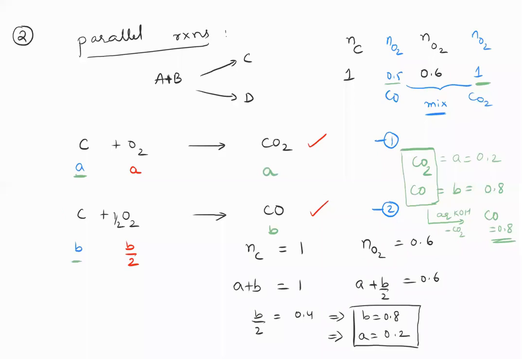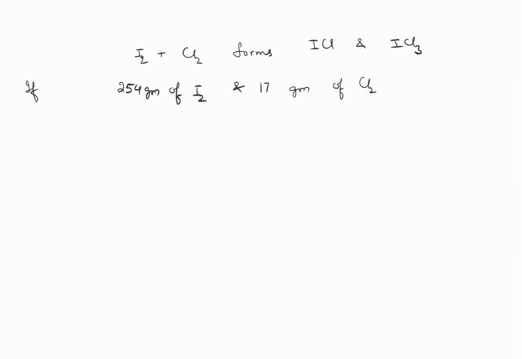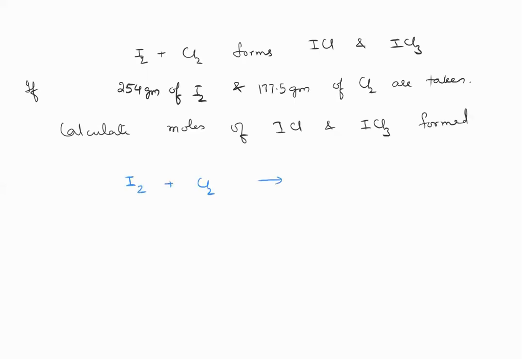So I want you to solve one question. I'll give a parallel reaction like this. Iodine plus chlorine forms ICl and ICl3. If 254 grams of iodine and 177.5 grams of chlorine are taken, calculate moles of ICl and ICl3 formed. Iodine plus chlorine gives you ICl. Iodine plus chlorine gives you ICl3. Balance: if A moles, this is A moles, this is 2A moles. If B moles, this is 3B moles, this is 2B moles.